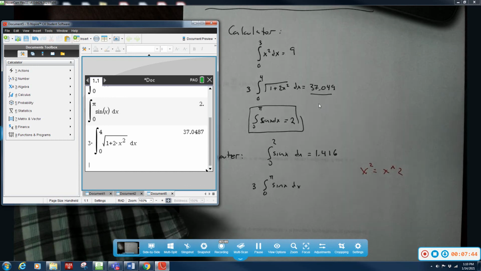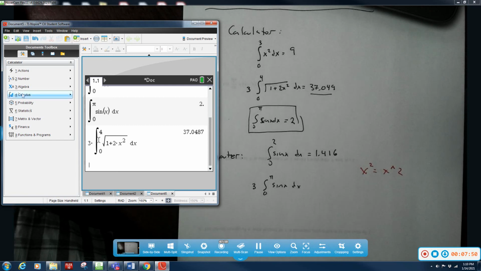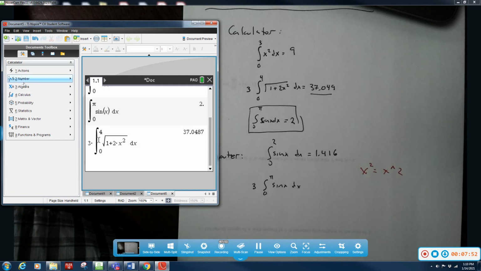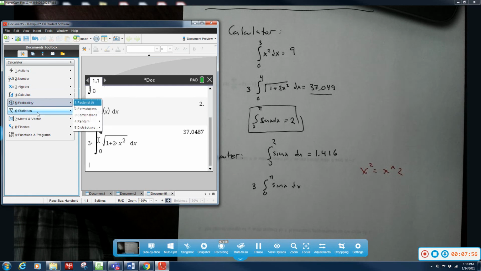So play around with this. Play around with the calculator. It is a lot of fun. You can always figure a lot of this out. And again, if you're looking for actions, some number stuff, some algebra things, it'll do everything that the handheld will do in terms of the math.